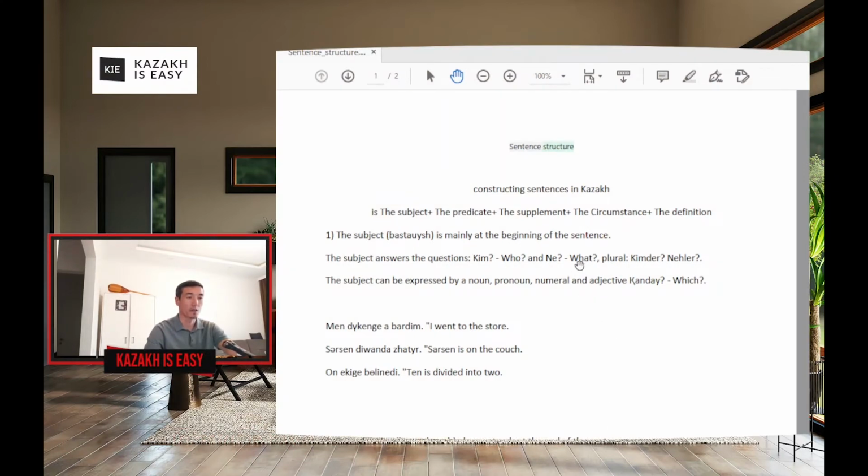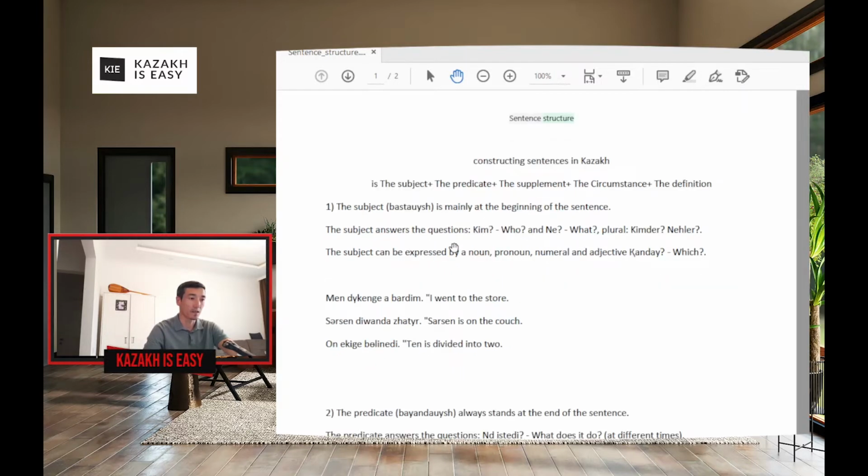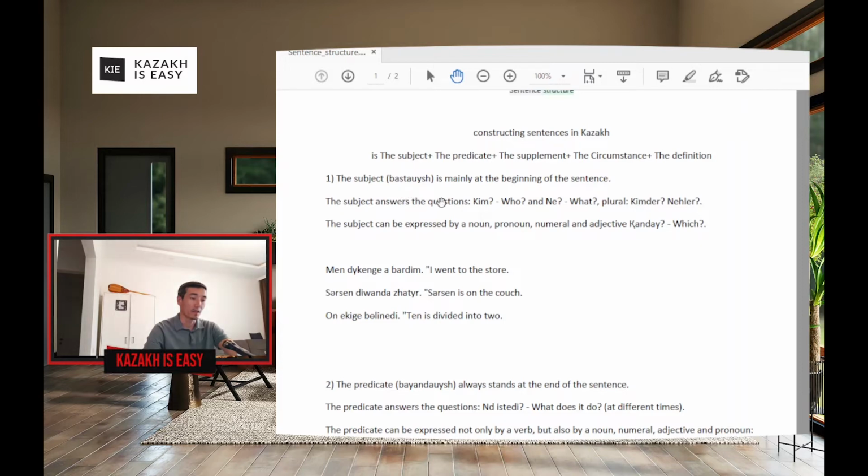And let's see how a Kazakh sentence is formed. First of all we put the subject, then the predicate, then the supplement, then the circumstance, and the last place is the definition. Okay, let's see each of these parts of the Kazakh sentence.